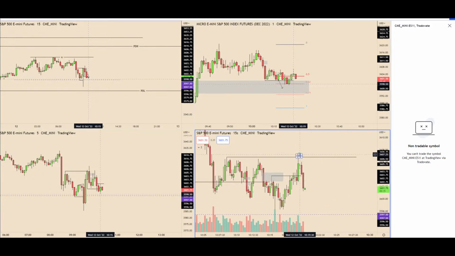But what is your spread? There's not really a spread on futures. It's just if you hit market, you're gonna get that like $10 or $1.